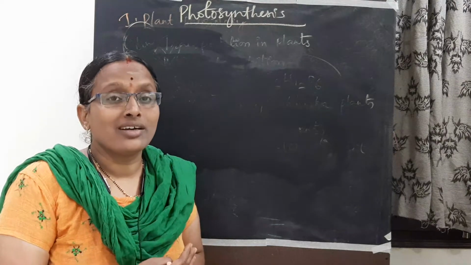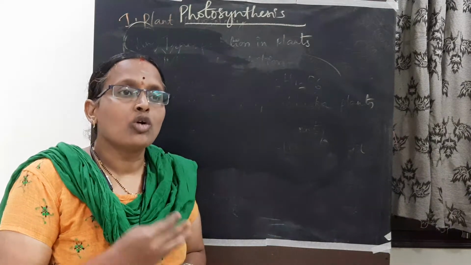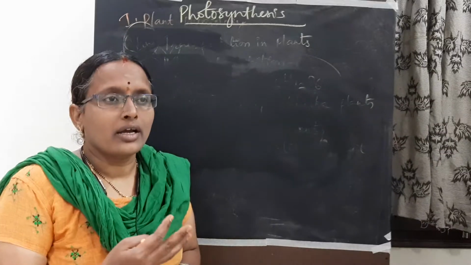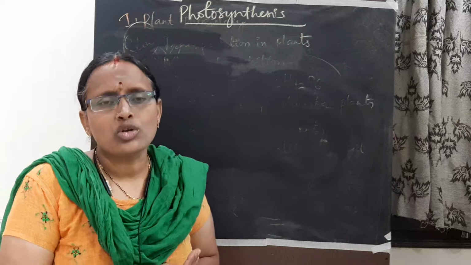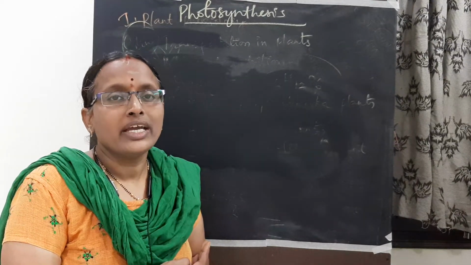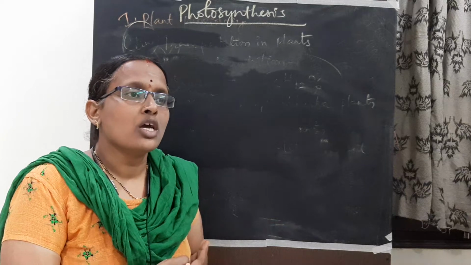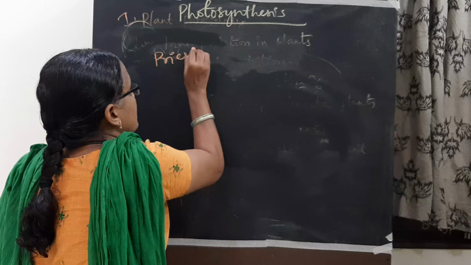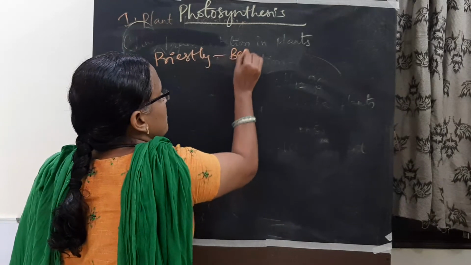This experiment you studied in earlier classes. So carbon dioxide is necessary, that proves. And next, Priestley did lots of experiments to know the role of air in the process of photosynthesis. His experiment is known as the Bell-Jar experiment.